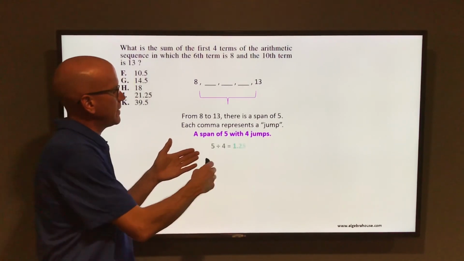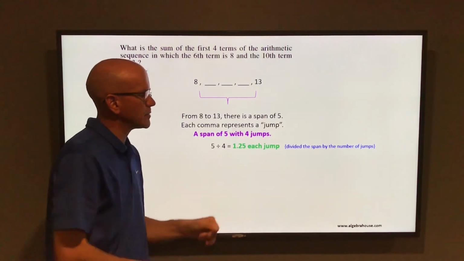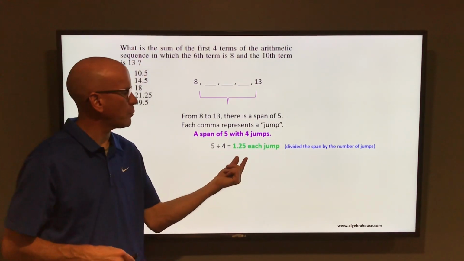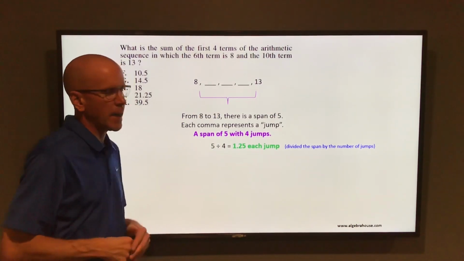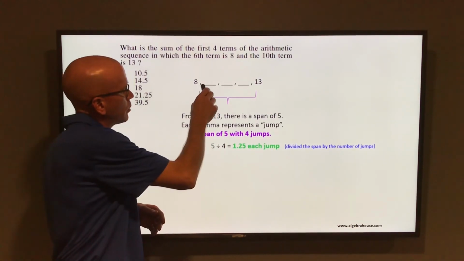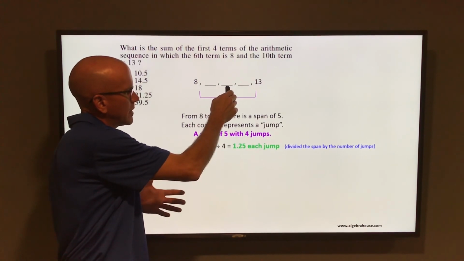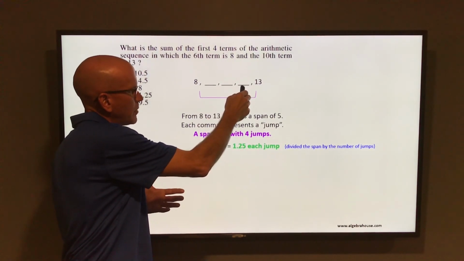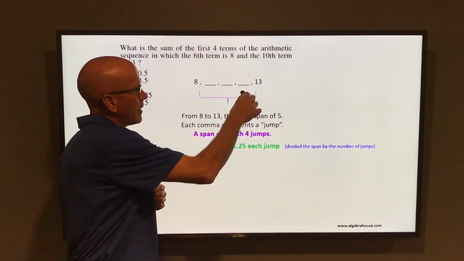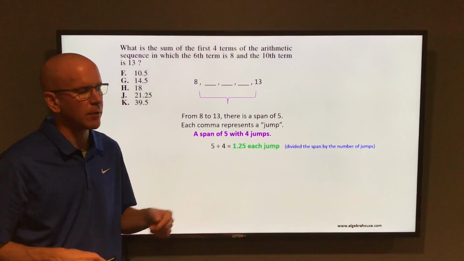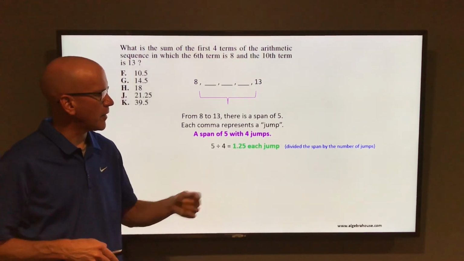So divide 5 by 4. That span of 5 divided by 4 creates a common difference, or in other words, 1.25 each jump. So each time you jump from number to number, you're adding 1.25. 8 plus 1.25 is 9.25, plus another 1.25 is 10.5, plus another 1.25 puts you at 11.75, and then another 1.25 puts you at 13. So that checks out that the common difference is 1.25.